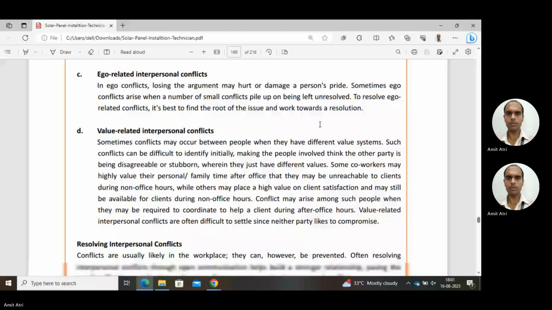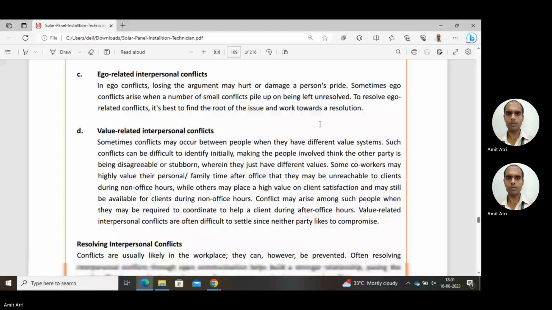Next is resolving interpersonal conflicts. Conflicts are usually likely in the workplace, just because we are dealing with human beings. The basic human nature is not going to change. Most probably there will be disagreement and conflict of interest. So often, resolving interpersonal conflicts through open communication helps build a stronger relationship.